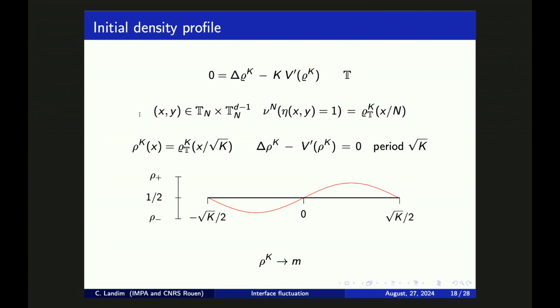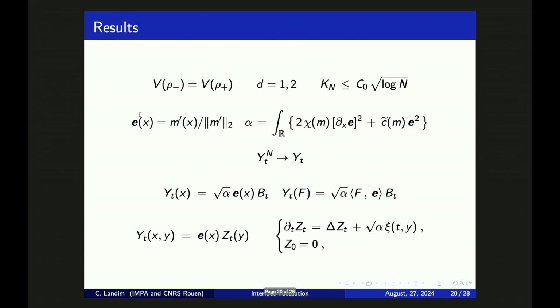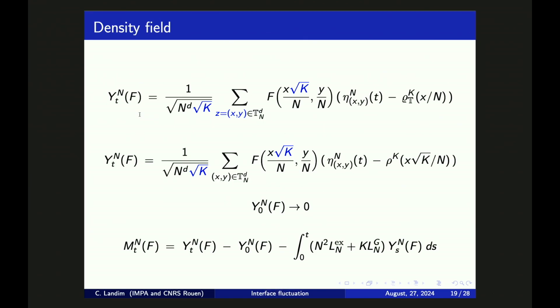Now you take a product measure which follows this density profile, and you study the fluctuations around this density profile. So you introduce your density field. As I said, you need to expand your function, so you need to consider your test function on this scale, square root of k. Okay.